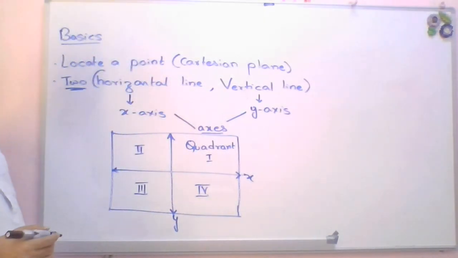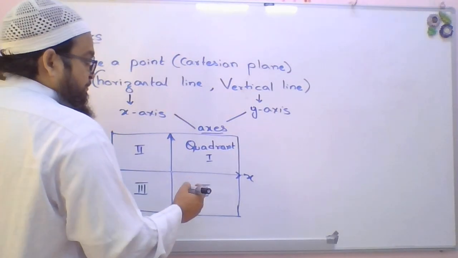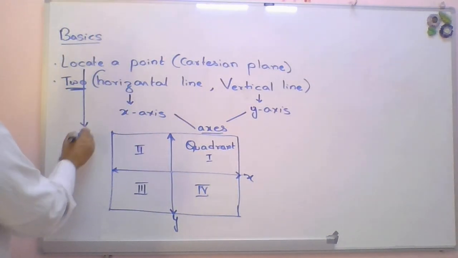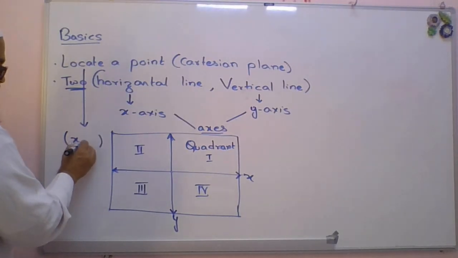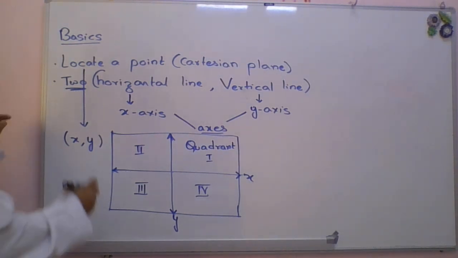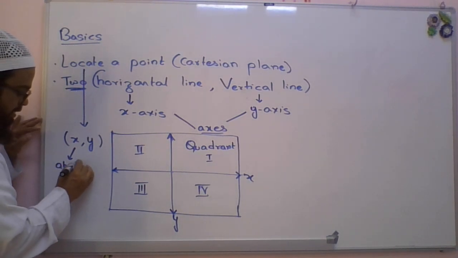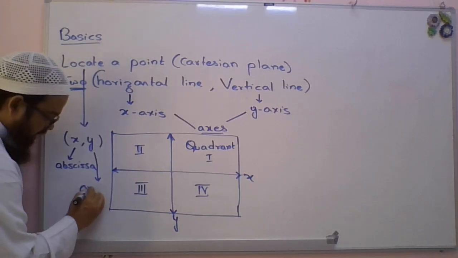We have also seen the sign of the coordinates. Whenever we locate a point, we locate it with coordinates. The first one is the x coordinate and the next one is the y coordinate. The x coordinate is called the abscissa, and the y coordinate is called the ordinate.